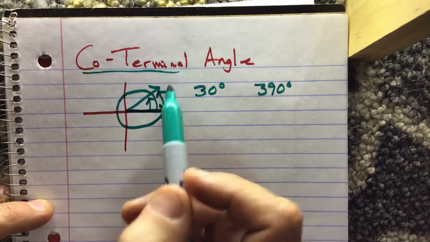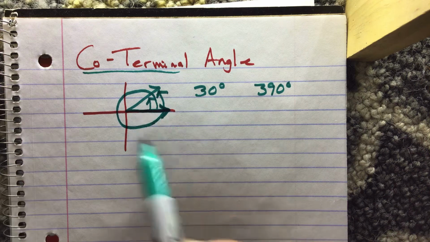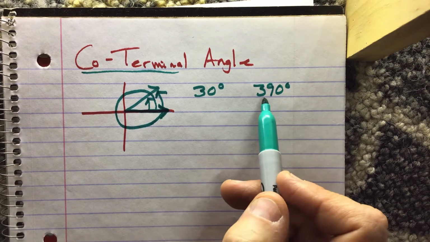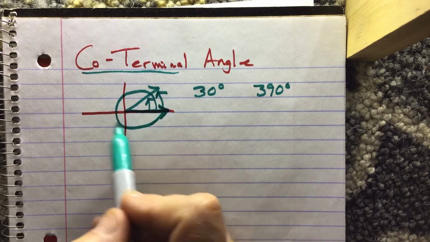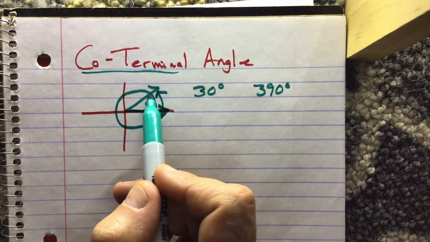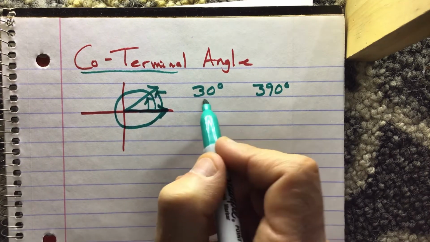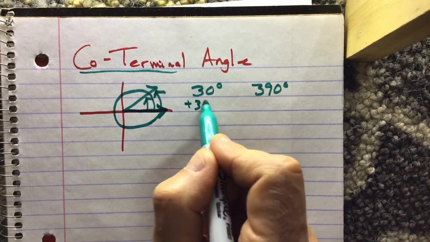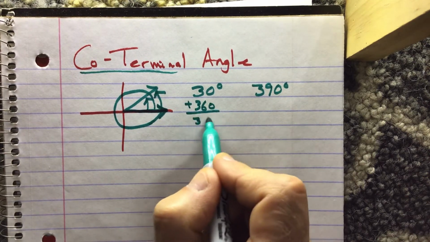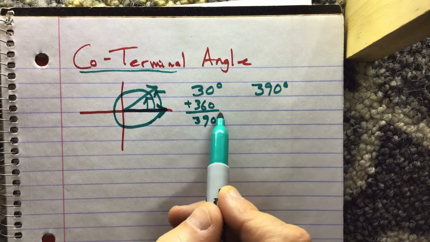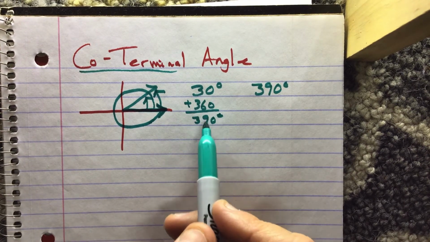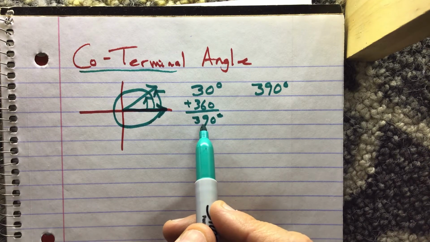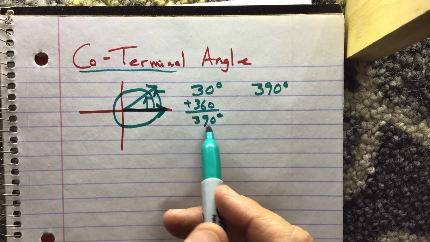So it's called coterminal because they're two angles that look exactly the same. If you asked me to draw a 390 degree angle and a 30 degree angle, they would look the same. The only difference is you went around the circle an extra rotation. So it's basically 30 plus 360 is 390. So that's how you find a coterminal angle, is you just add 360 to whatever angle you have, and you'll get another angle that ends in the same place, and that's called coterminal.